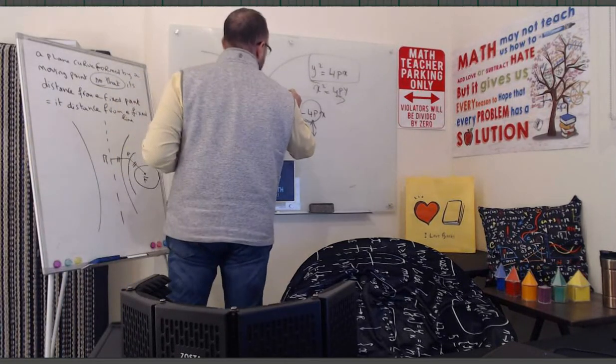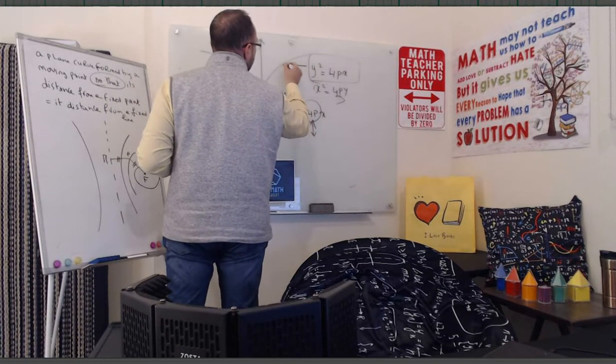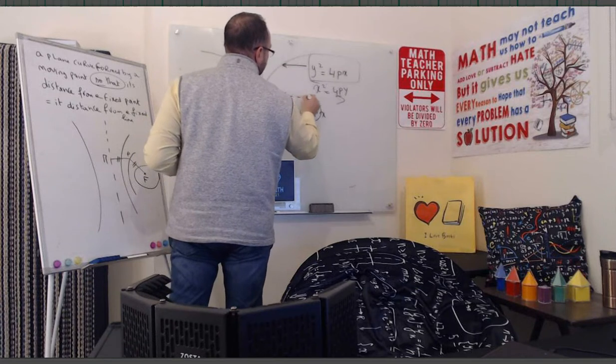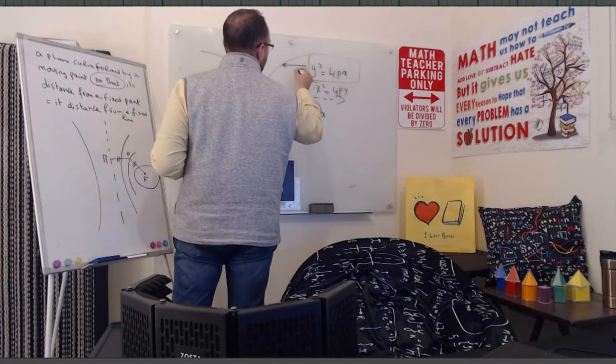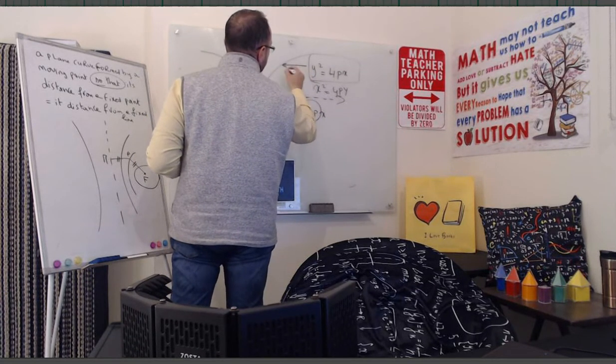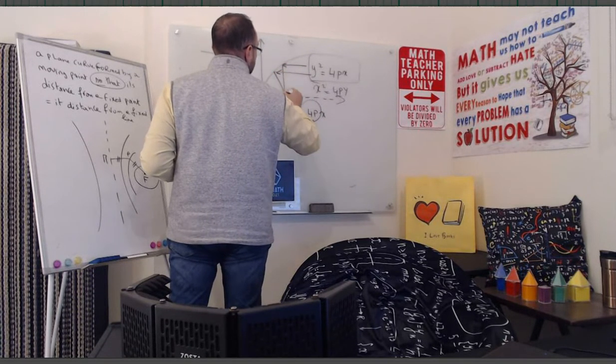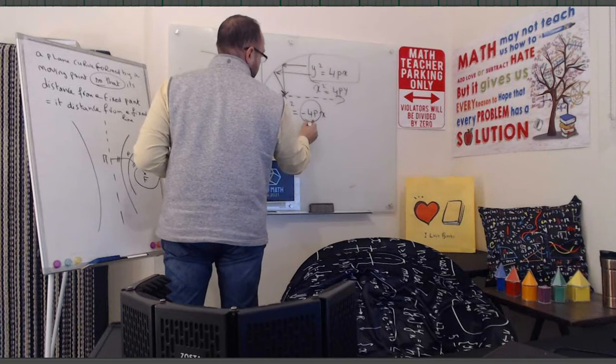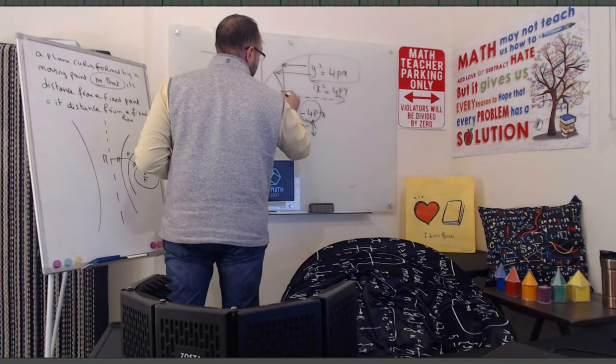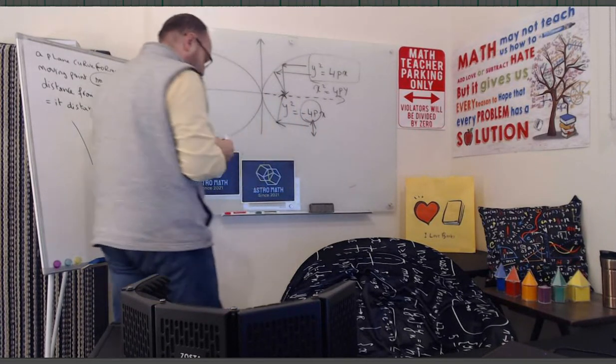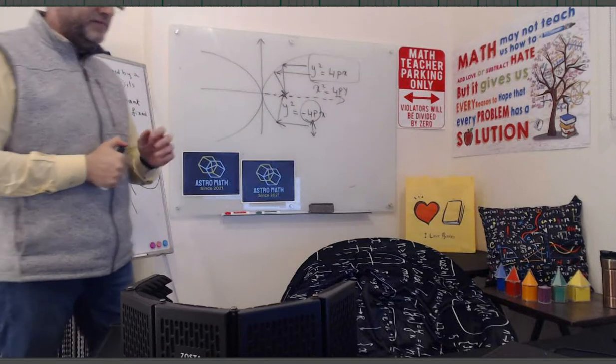So if the focus is here, any ray, this is your axis of symmetry, that is parallel to the axis of symmetry is going to bounce off, reflect off the surface, and straight into that focus point or fixed point. This point is fixed. It's a focus point, but it's a fixed point. Remember that.